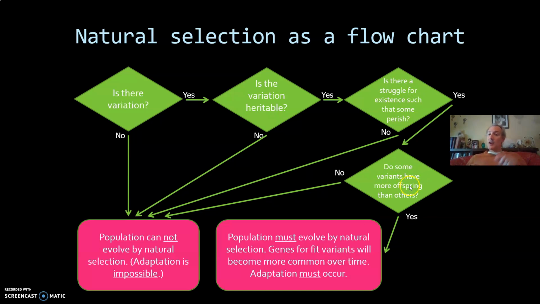Then we have to do the other one. Are the ones that survive because of some variation that's heritable? If the answer is yes, then it has to be natural selection. But if the reason they're surviving is because of luck, or not because of their genes, or not because of variations, it's not natural selection. Only if all four tests are true is natural selection going to be the case. If any one is false, it cannot explain it.